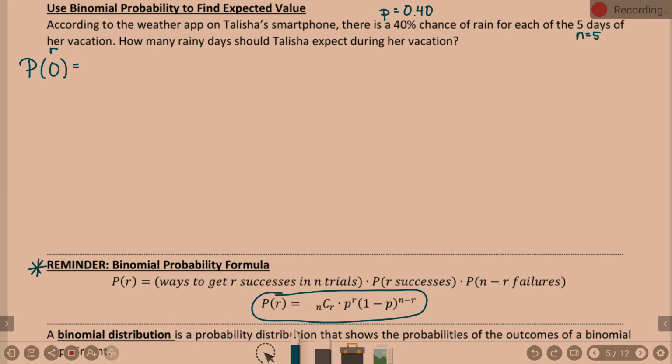So nCr, which means I'm doing 5C0 on this one, times p to the r, which is 0.4 raised to what's r in this case? 0. Times 1 minus p, so 1 minus 0.4, raised to the n minus r, which is 5 minus 0. Got that?